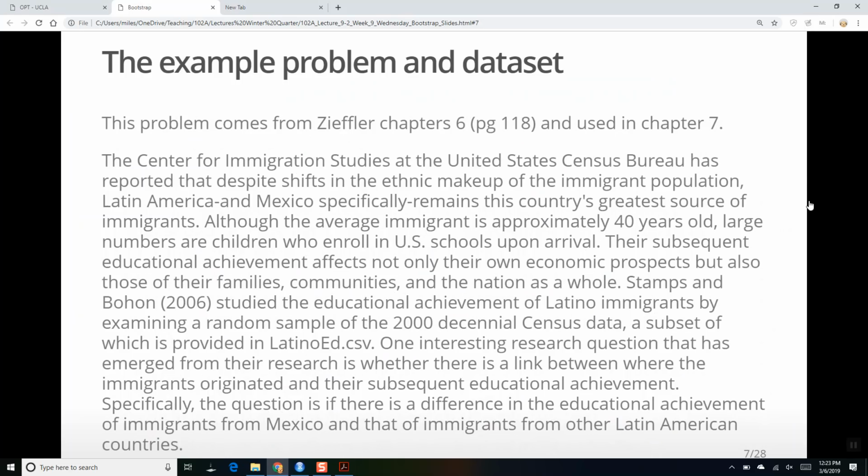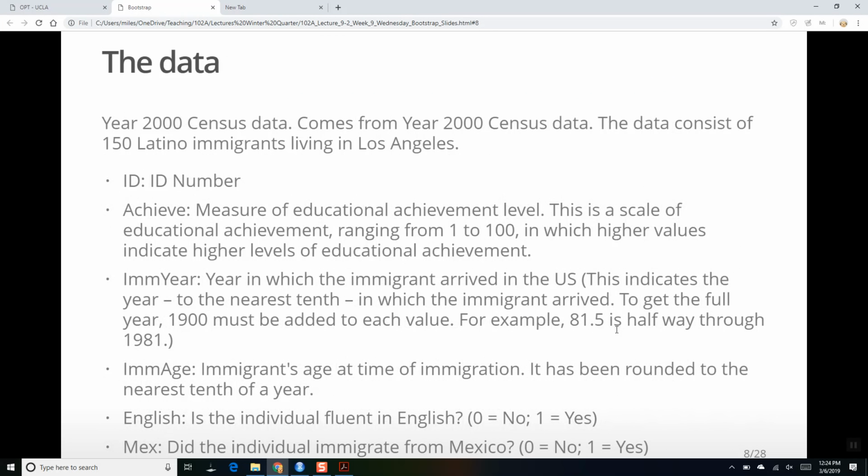And so the researchers were interested in the educational achievement of immigrants from Latin American countries, and they wanted to compare: is the educational achievement of immigrants from Mexico different from the educational achievement of other Latin American countries, so non-Mexico? And so anyway, they took a bunch of census data, and this is the study that they're curious about. That's what basically all of this says.